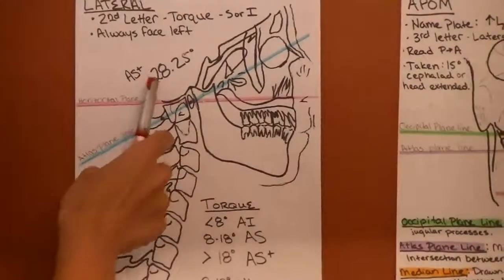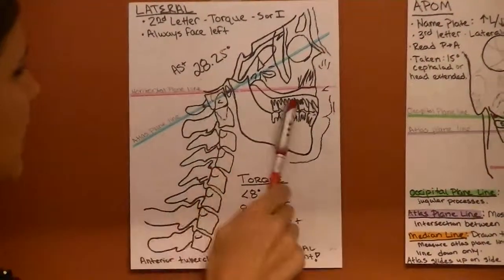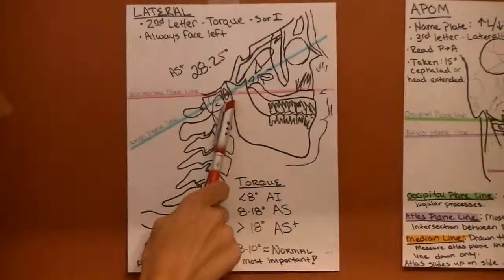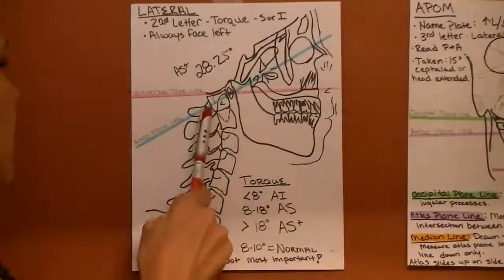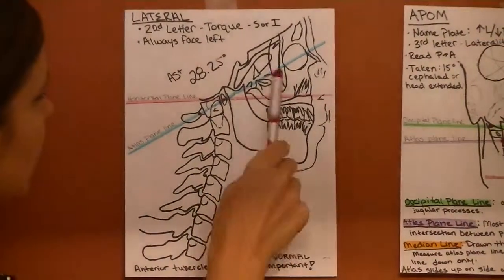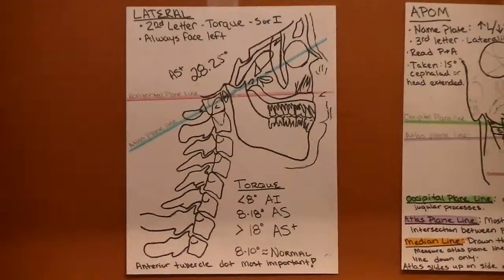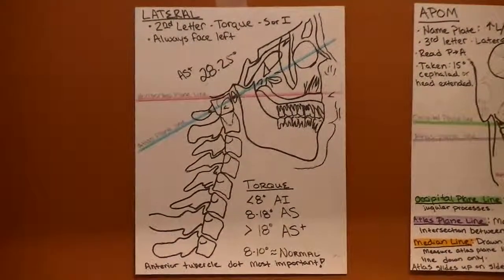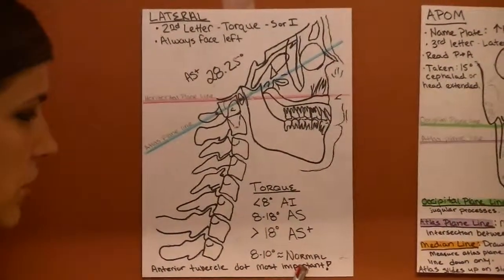That's Franz for you. On this X-ray, with torque, you're measuring the degree of the horizontal plane line and the atlas plane line. The atlas plane line is given by the anterior tubercle dot, and this is the most important dot on this X-ray. The other dot is placed on the most narrow part of the posterior. This will give you the angle for torque, and if it's less than 8 degrees, you have AI. If this degree is 8 to 18, you have an AS, and if it's greater than 18, you'll have an AS+.